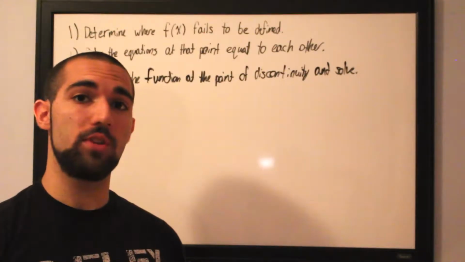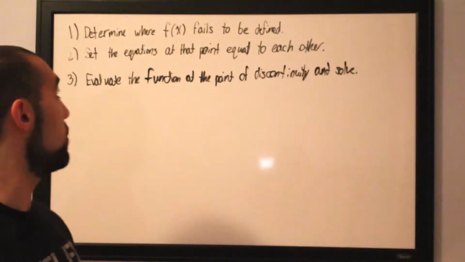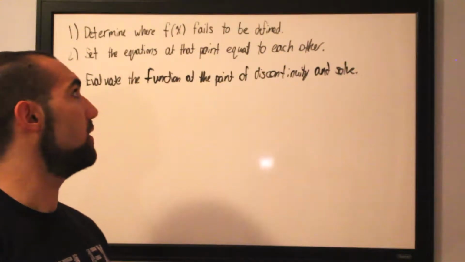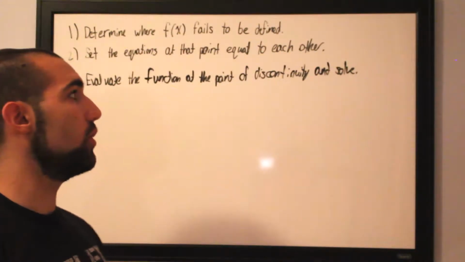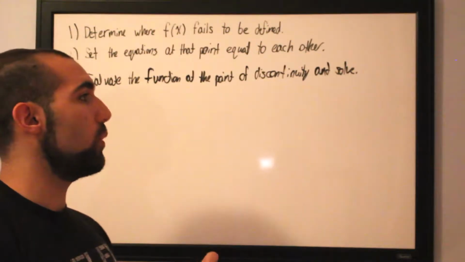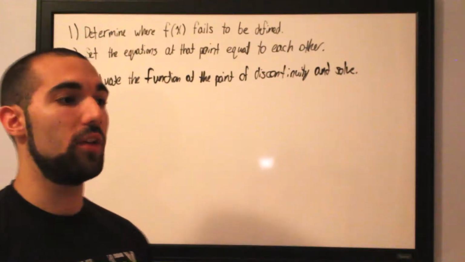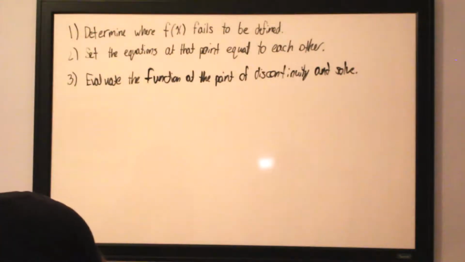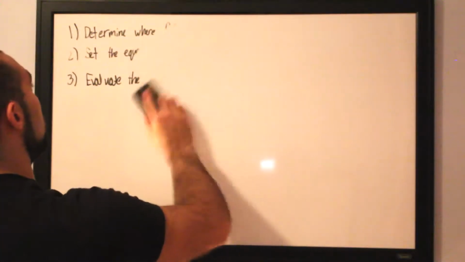So here are the 3 steps that you're going to need in order to solve all of these continuity problems. The first thing you're going to be doing is determining where the function fails to be defined. After that, you're going to set the equations that are at that point equal to each other. And finally, you're going to evaluate the function at that point of discontinuity, and you're going to solve for your missing value. So first thing that we can do is, let's go and erase this stuff. We're going to need a little bit of room in order to evaluate this.